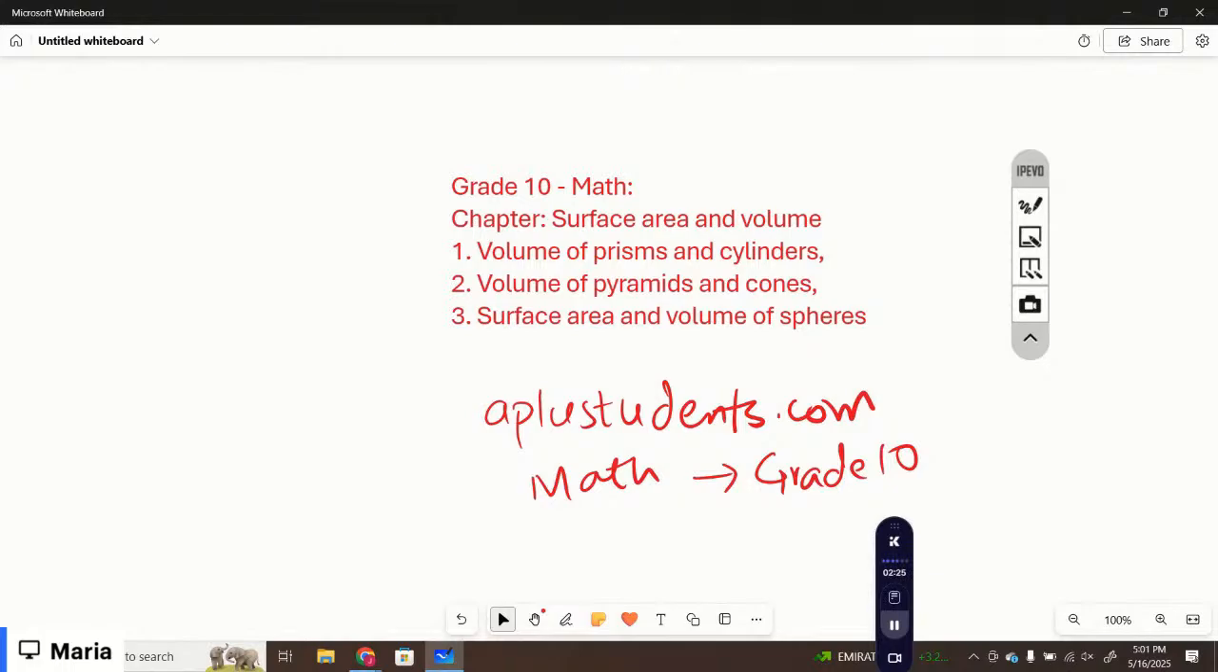We're going to start with the chapter surface area and volume. The lessons we are going to cover today are volume of prisms and cylinders, volume of pyramids and cones, and surface area and volume of spheres. Please make sure you have your notebook and pencil so that you can note down the important examples and definitions as well.